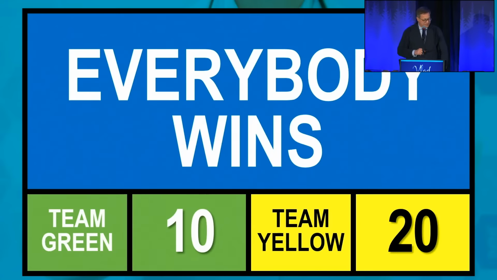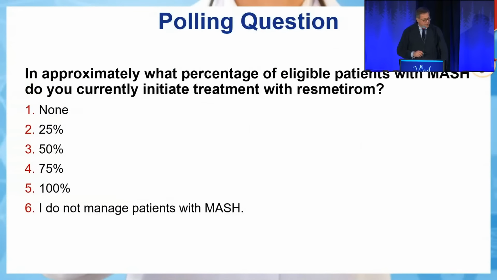So now we go to another question, which is, once you have identified these patients, do you have any reluctance in using resmetirom? In other words, would you put all patients on treatment or only a fraction of those patients that are eligible? This is an important question because we've been waiting for so long for having a drug. Are we using it?